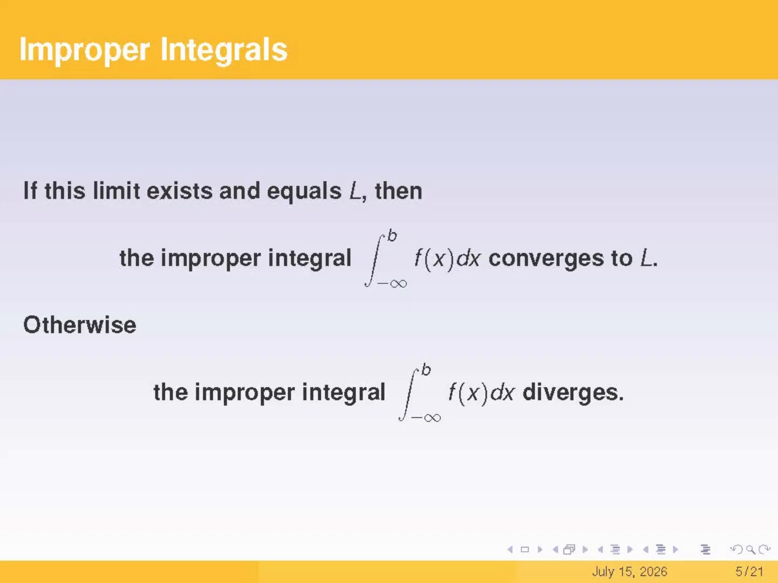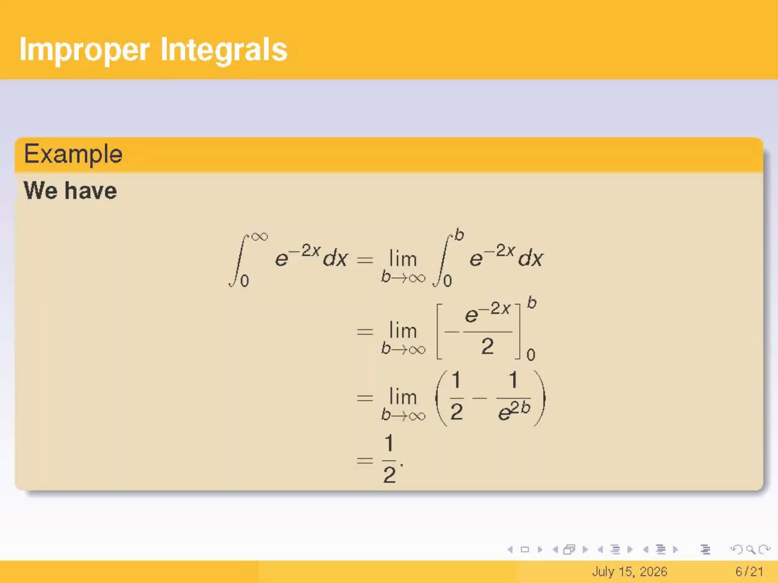In this example, we're going to calculate the improper integral of e to the negative 2x from 0 to positive infinity. What this means is that we first compute the definite integral of e to the negative 2x from 0 to b, and then take the limit as b goes to infinity, just like you see in the first equation on the screen. Once we integrate from 0 to b, we get the expression in the second line. Finally, by taking the limit as b goes to positive infinity, we get the value of the improper integral, which is shown right here on the last line.